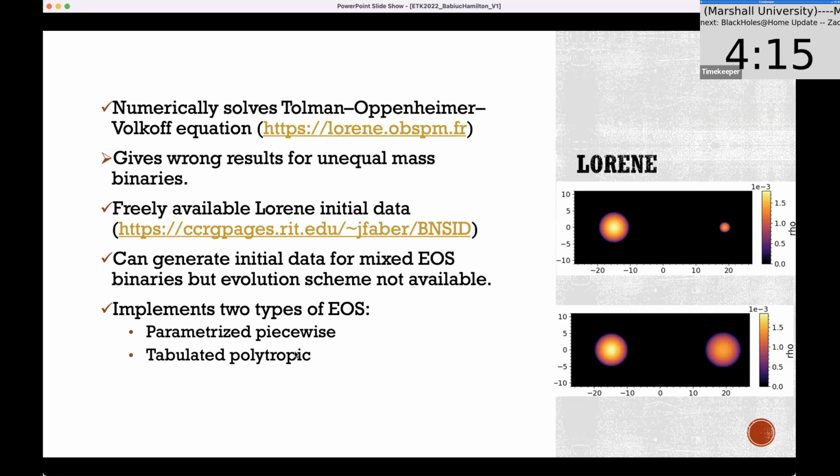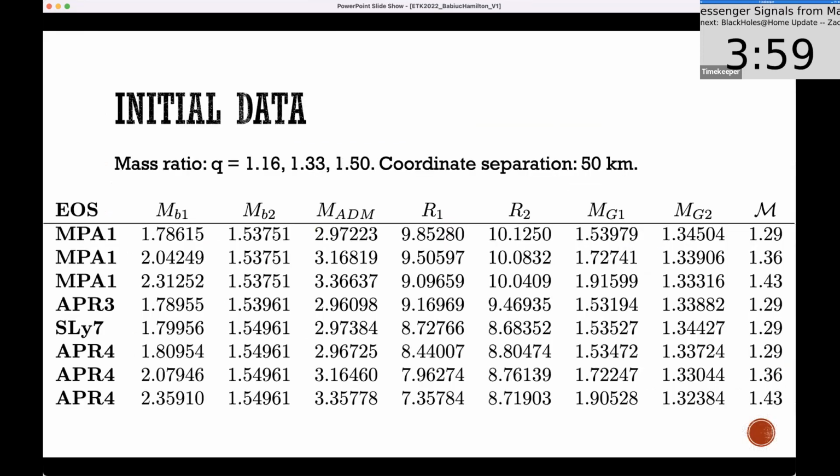So this is AP4 equation of state. An advantage of Lorene is that it can generate initial data for mixed equation of state, but it still needs to be implemented in Einstein Toolkit. Lorene offers two types of equation of state. So I picked as initial data 4 equations of state. MPA1, which is a relativistically hard equation of state, AP4, which is a soft one, and two equations of state which are basically mild, AP3 and SLy.